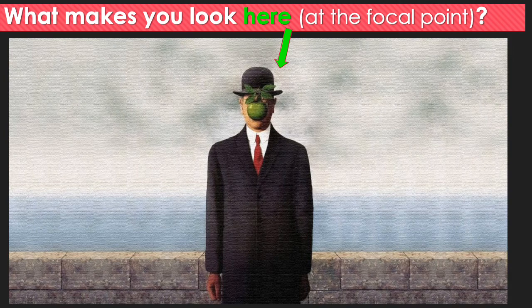This one has an apple on his face. It's bright green color versus kind of the subdued colors of the man in the background. It's placed in the center, and it's an apple, so it's kind of an odd thing that the artist intentionally wants you to look there first before exploring the rest of the painting.